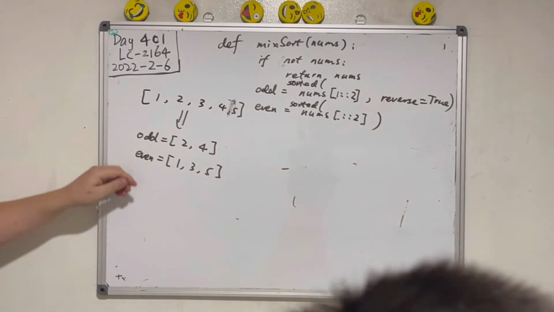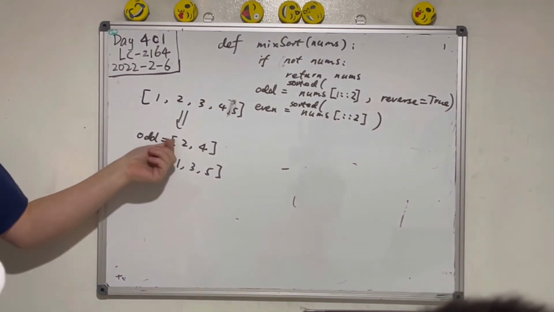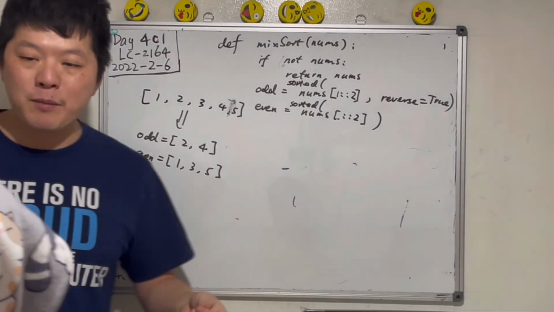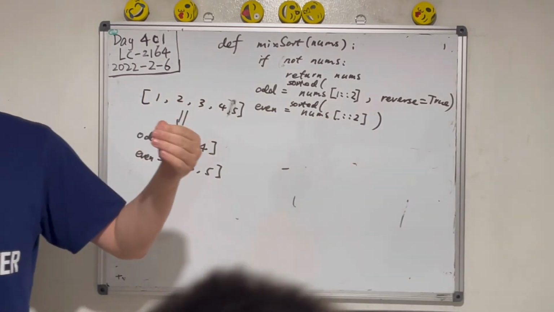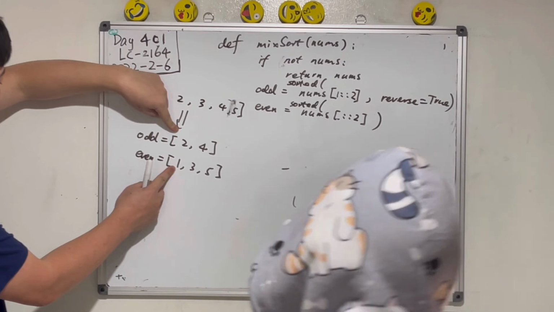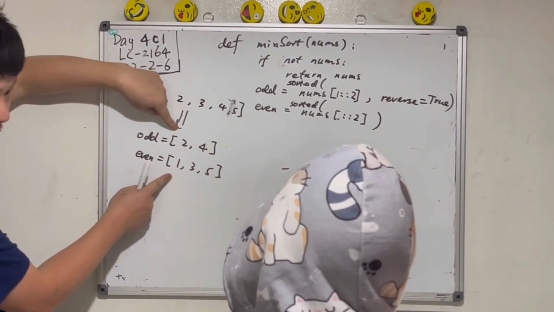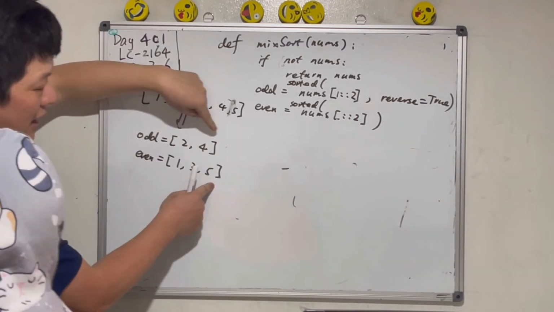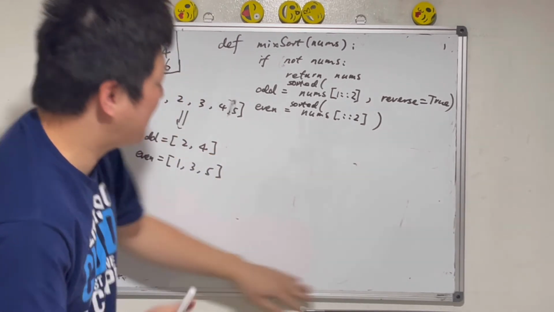So how do we merge it? We pick one number from each. Do you still remember how we merge two sorted lists? Using merge. How do we merge two sorted lists? Two-pointer thing. Pick one from each other and then move. Yeah, so we can do this.